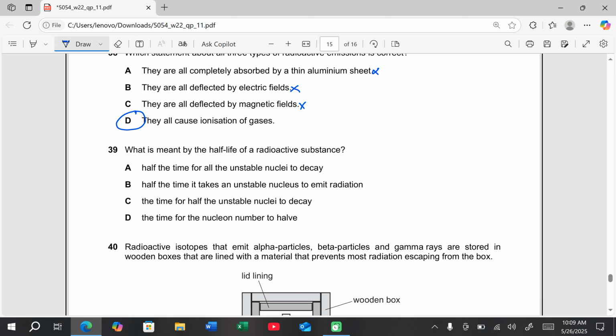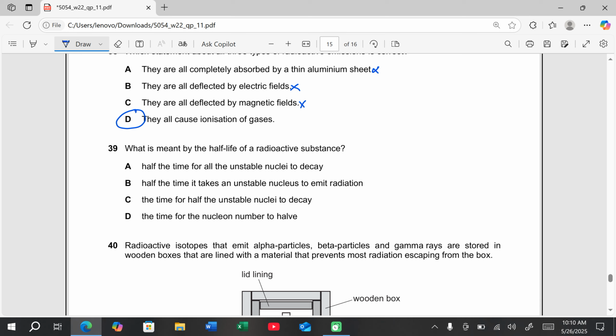What is meant by the half-life of a radioactive isotope? Half the time for all the unstable nuclei to decay. No. Half the time it takes unstable nuclei to emit radiation. No. The time for half of the unstable nuclei to decay. Yes, this is it, because if we have 1000 unstable nuclei, when they are left with 500 unstable nuclei, the total time taken during this is known as the half-life.